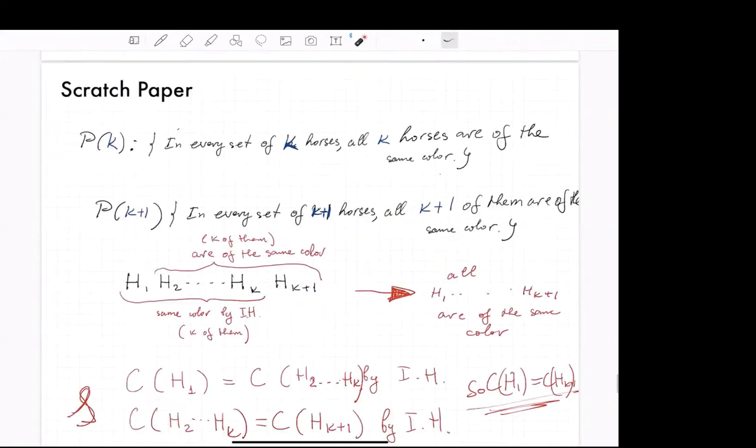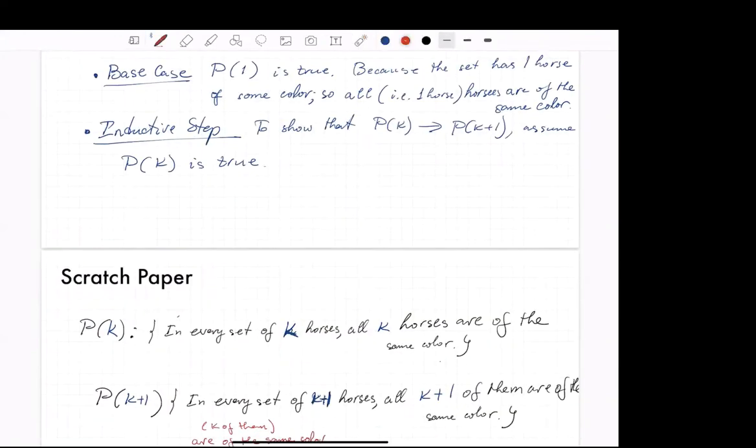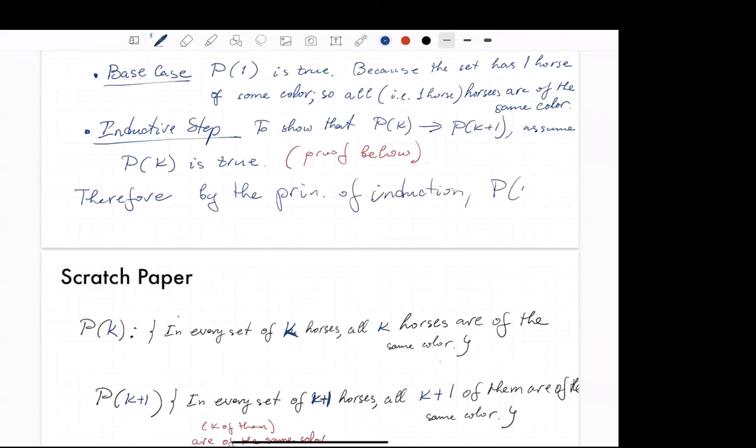So we've shown, therefore, and that's my proof. I'm writing the last sentence of my proof. Therefore, by the principle of math induction, P n is true. That is, all horses are of the same color. Okay, so that's my proof.